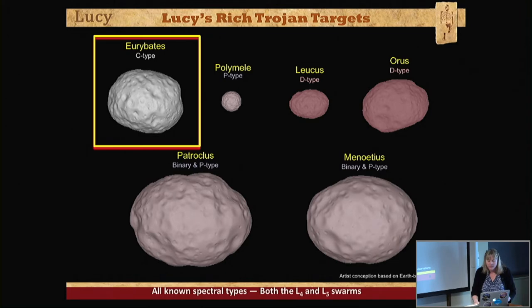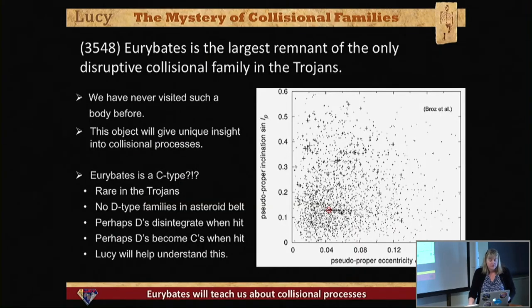I'll tell you a little bit about Eurybates. This target is interesting in and of itself, even beyond the other things I've said, because it's the largest remnant of a disrupted collisional family in the Trojans. So there's only one family known in the Trojans, and Eurybates is the largest one of all of them. And we've never visited a collisional family member before. And so this is going to be very interesting, and it's going to tell us a bit about collisional properties.